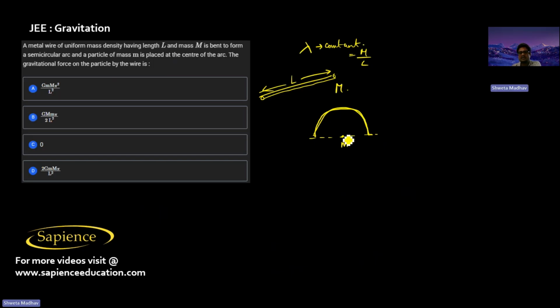So at this point, the net gravitational field we have to find out. You can take a small width and go with d theta here. So its length will be R d theta. Here actually pi R is the length, that is equal to L. So R will be equal to L by pi. So R d theta.